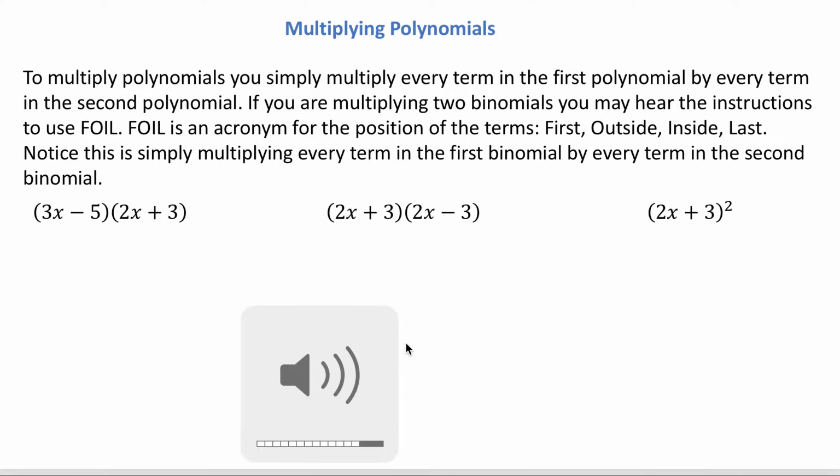Okay, our very last video: multiplying polynomials. Technically, all the polynomials we're going to be multiplying are binomials only. So, multiplying binomials.